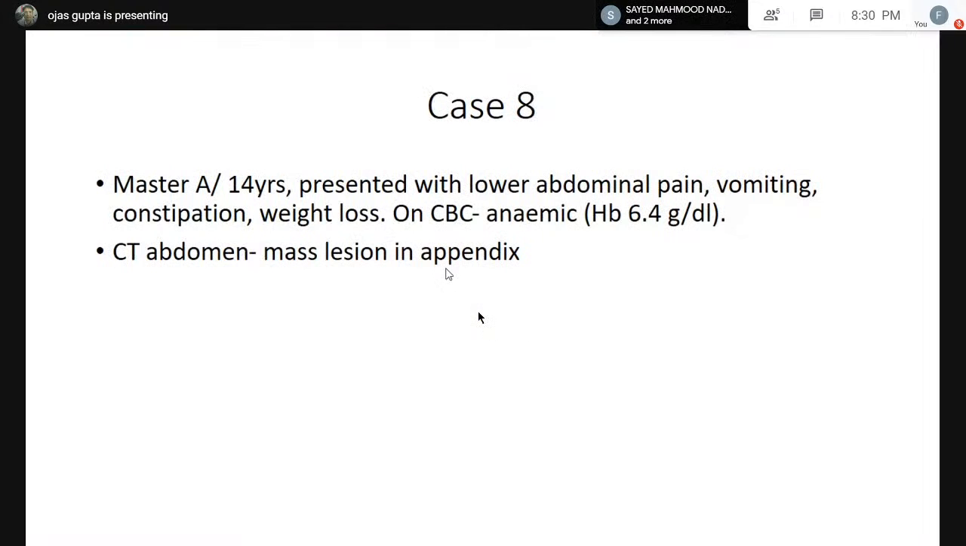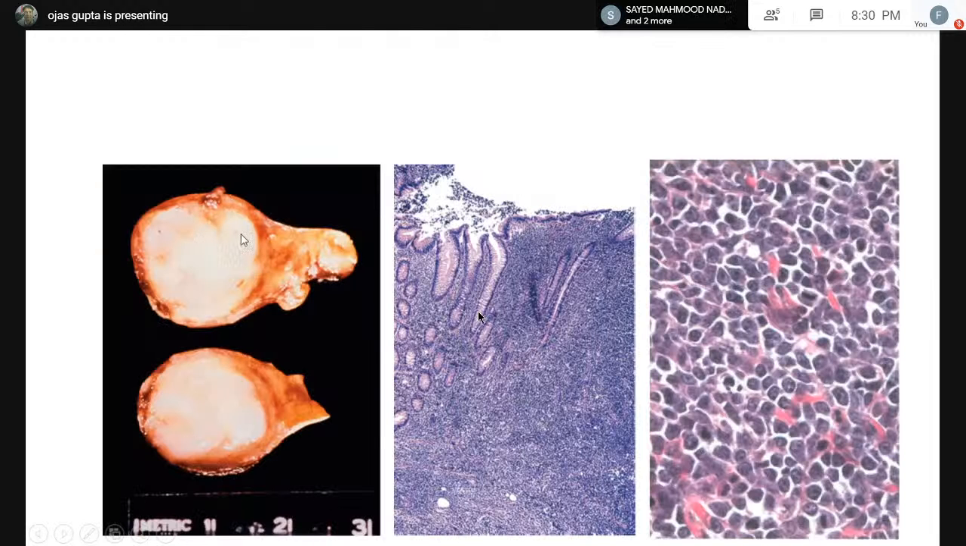Let's move on to the last most common case, case number 8. Now we have Master A, who is a 14-year-old. He presented with lower abdominal pain, vomiting, constipation, and weight loss. On complete blood evaluation, he was found to have anemia with a hemoglobin of 6.4 gram per dl. CT abdomen showed a mass lesion in the appendix, so resection was done, and this is the cut surface of the appendix, which is showing a grey-white fleshy cut surface. The size of this lesion is 1.5 to 2 centimeters in the longest dimension.